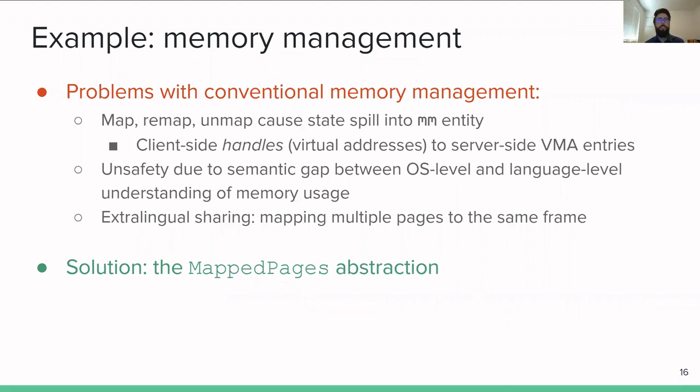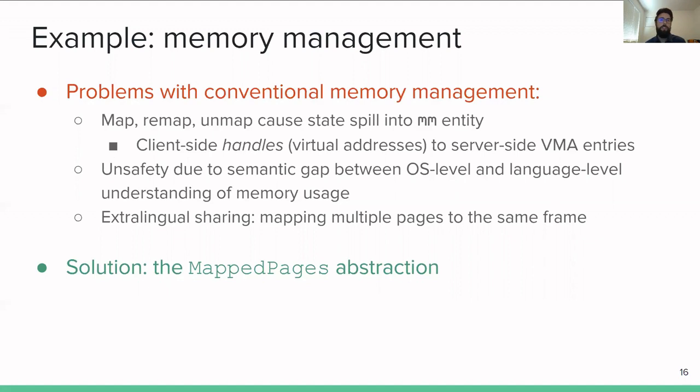In conventional OSs like Linux, memory management subsystems harbor state spill in the form of virtual memory areas, or VMA entries, which must be created, modified, or removed during map, remap, and unmap operations. There is inherent unsafety here, due to a semantic gap between the OS level view and the language level view and understanding of memory, even in existing safe language OSs, which can lead to double free or use after free errors. Extralingual sharing also occurs by mapping multiple virtual pages to the same physical frame, which the compiler does not know of and would thus violate Rust's mutability XOR aliasing rule that ensures memory safety.